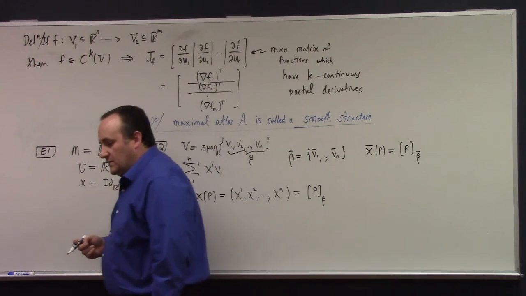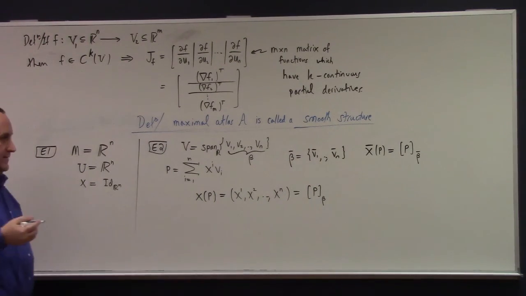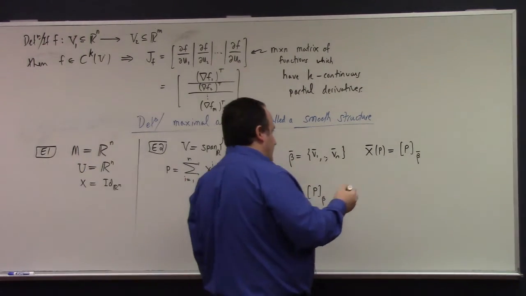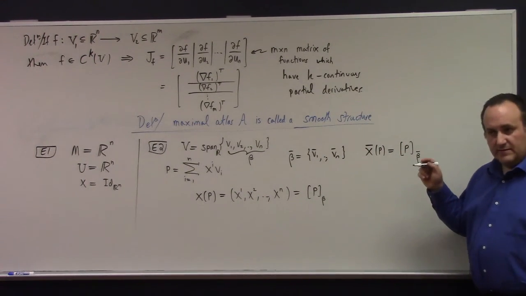the coefficients which you need to build a linear combination to build the point, the vector p, from a linear combination of the basis vectors v bar 1, v bar 2. How are these coordinate vectors related? How are these two things related? Well, they're just related by a matrix multiplication.